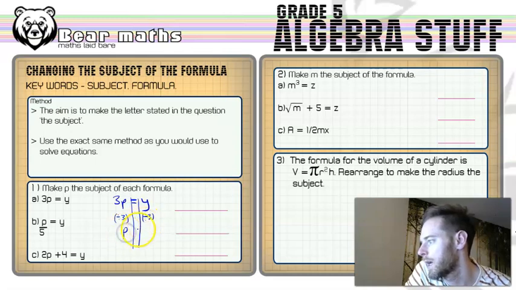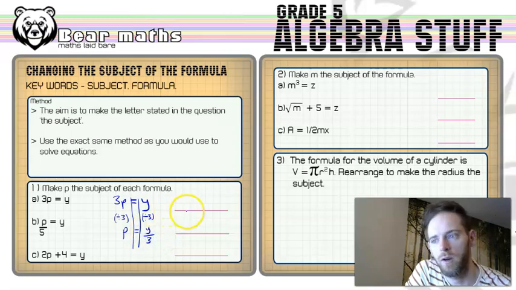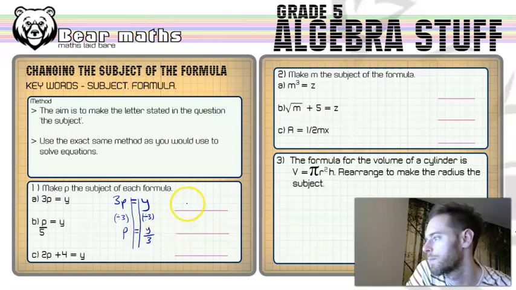Got P and then equals. Now how do I write y divided by 3? Well, I could do it two ways. I could write y divided by 3, or I could write y over 3. That's my preferred way of doing it. I like doing it like that. So I'm going to put that as my answer. And that's pretty simple, isn't it? Right, getting rid of that.